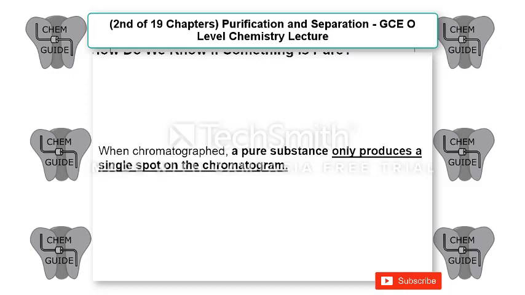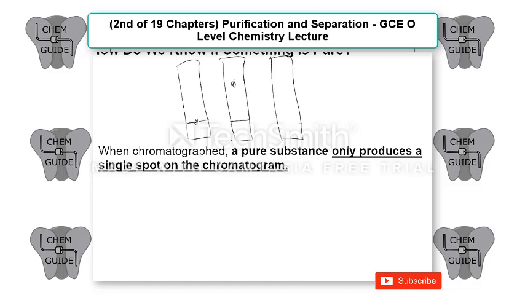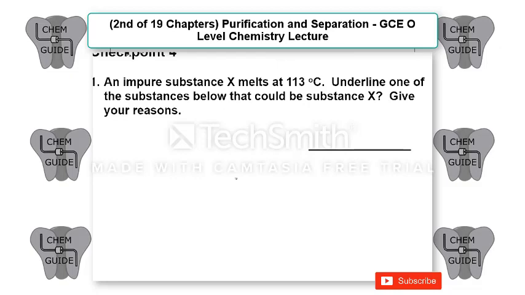We can also do a chromatogram. So if you remember in the earlier part of the video, when I run a chromatogram, assuming my substance is pure, I will get a single spot. If this substance gives me 2 spots, I know that this is not pure because there are 2 things which make up this single substance. Okay, so a pure substance only produces a single spot on the chromatogram.